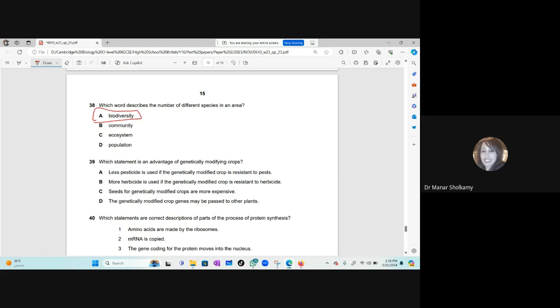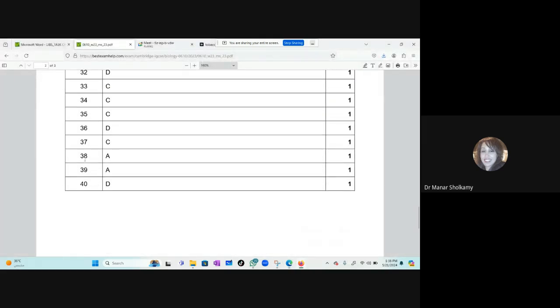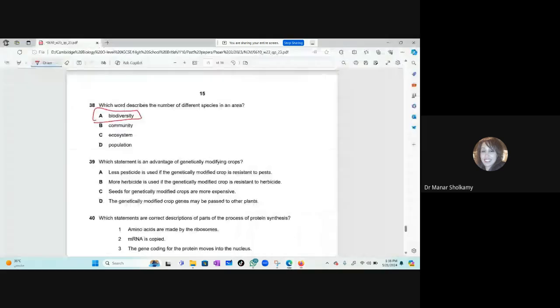Variety, different species. Don't we say deforestation reduces biodiversity? Pollution reduces biodiversity. Sexual reproduction increases biodiversity. We use the word biodiversity a lot. Biodiversity means many species, variation. Okay? Are you with me? 38, yes, A. Okay? I told you.